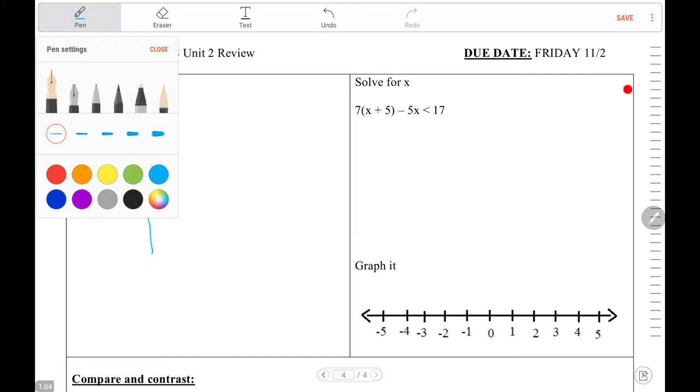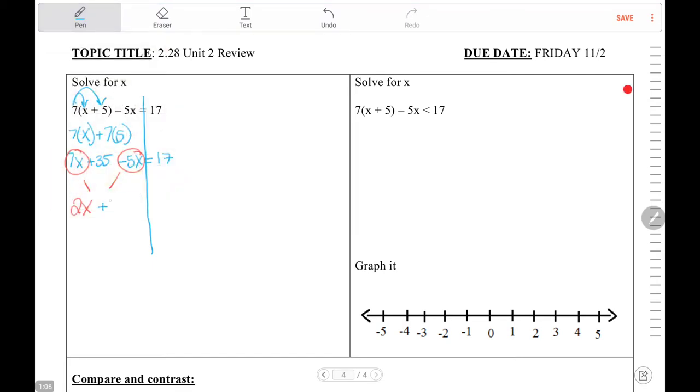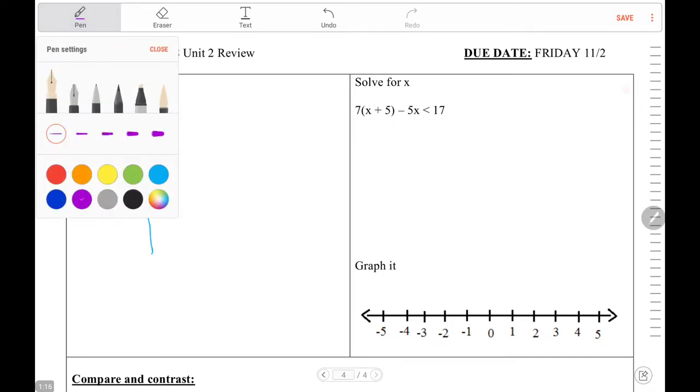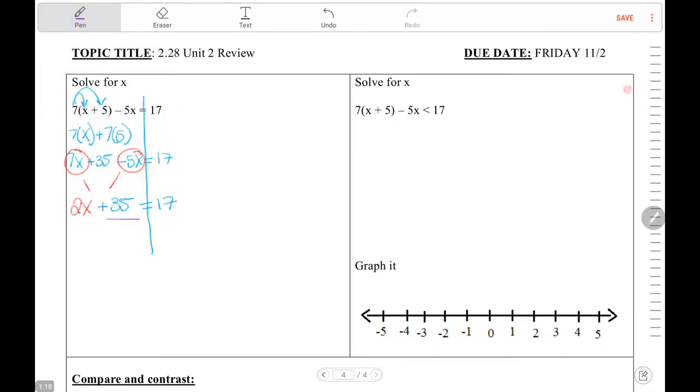And when I combine those, I get a 2x. And I bring down my 35. I bring down my equals. And I bring down my 17. Now we're going to solve the rest. We have a two-step. So it's going to use inverse operations. So I'm going to go ahead and move what's on the outside circle. And that is the 35.